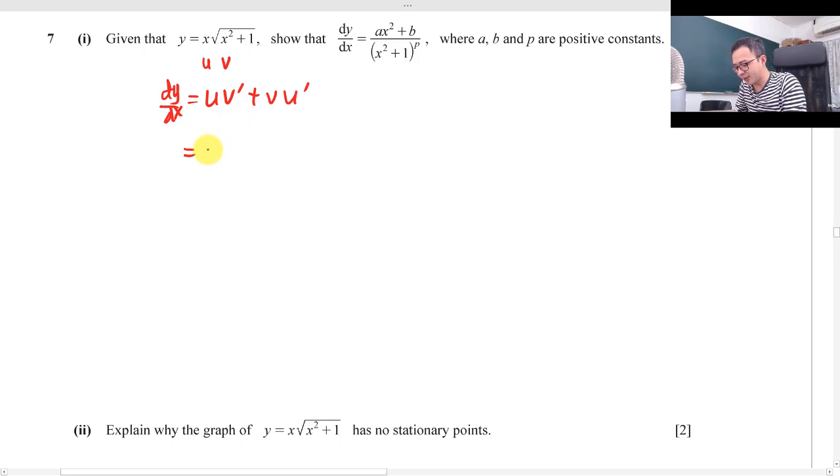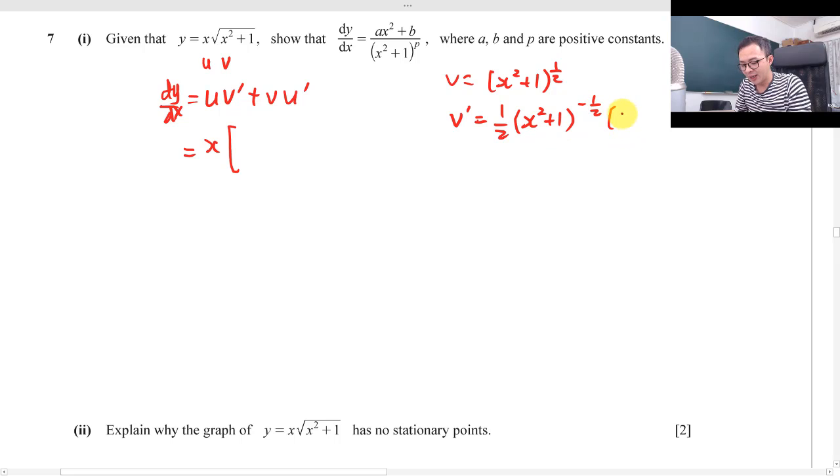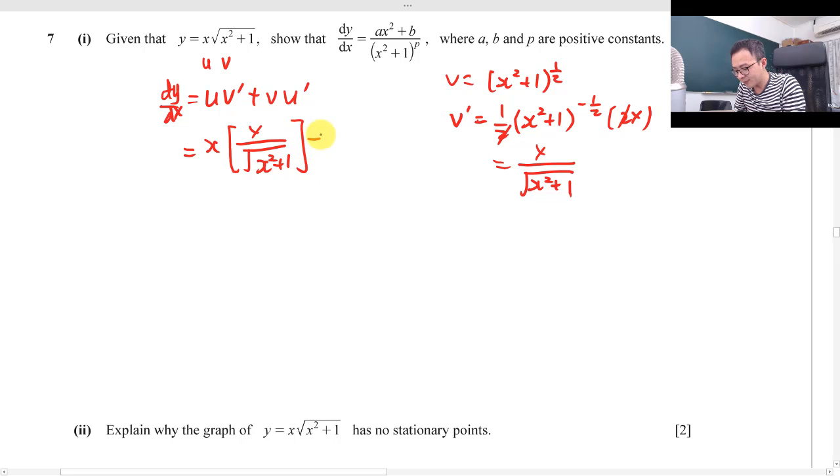Alright, so u is basically x. In order to differentiate v, you should know v basically equals (x squared plus 1) to the power half. So if I differentiate v, I will get half times (x squared plus 1) to the minus half, because minus 1, and then multiply by 2x because I differentiate x squared. Then the 2 and 2 simplify, I should get x over square root of x squared plus 1. Alright, this is what happens when you differentiate v. So I will just straight away write the things I want. Plus v, which is square root of x squared plus 1. Then differentiate u, I get 1.